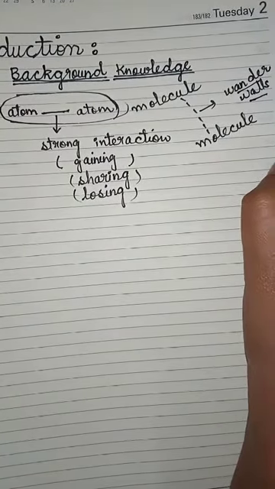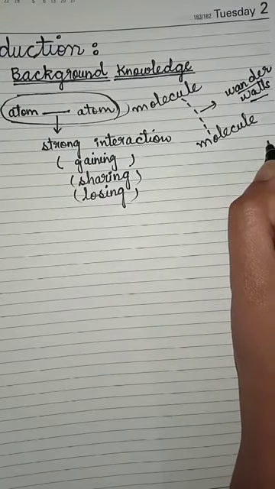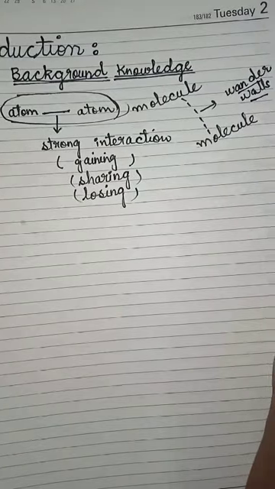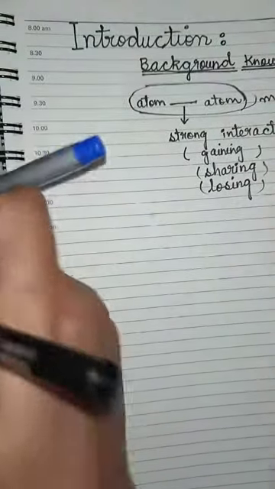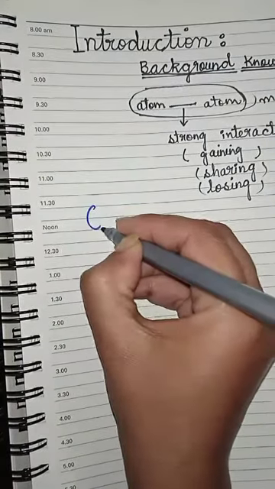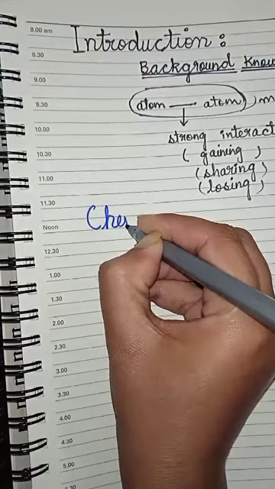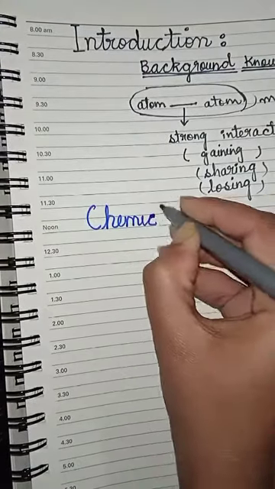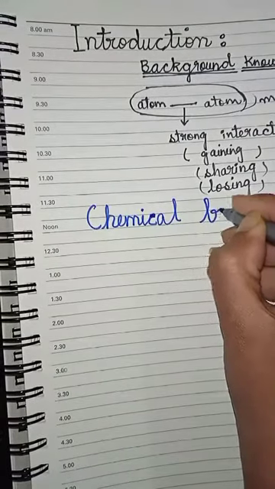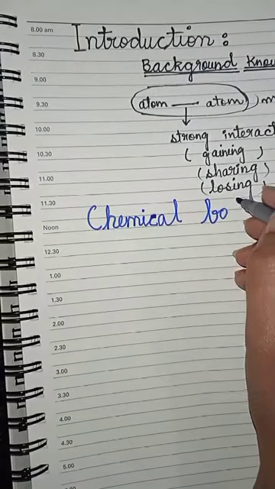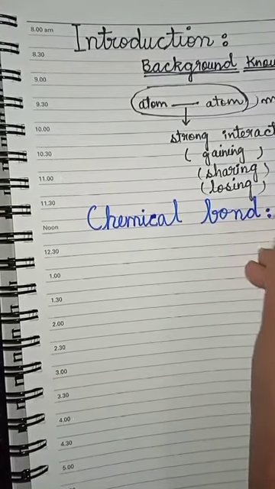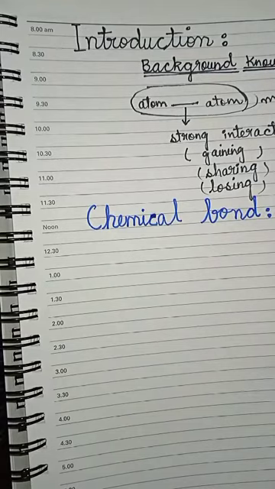So this was your background knowledge. Let's get started with the chemical bond or chemical bonding. Firstly, what is a chemical bond? Here let me write the heading, that is chemical bond. So what is a chemical bond?